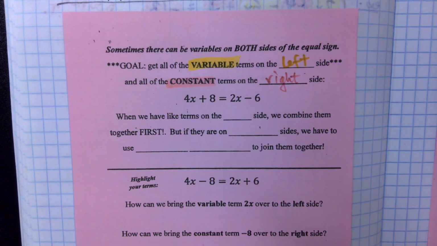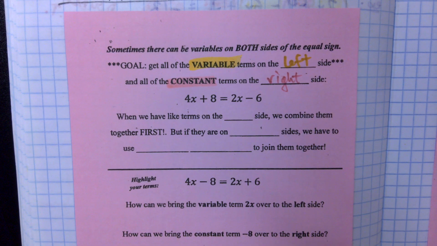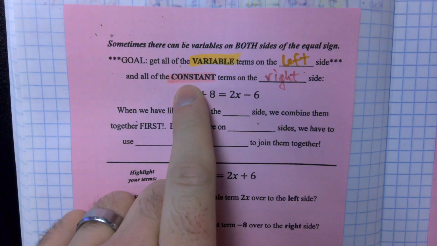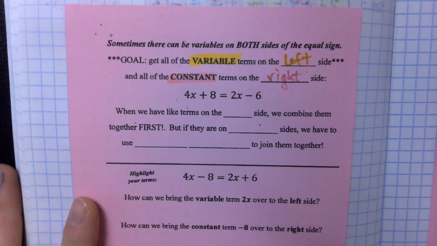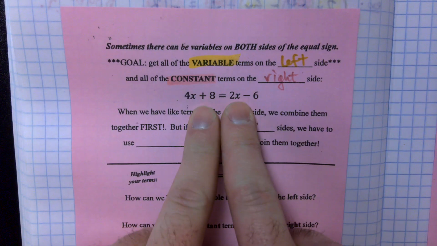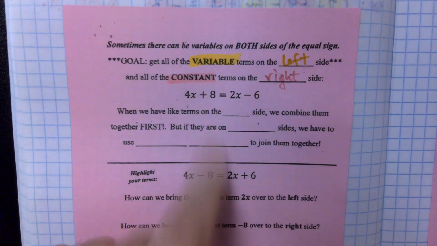This kind of goes without saying. We're used to seeing our answer as x equals 2, b equals 4, y equals 6, letter equals number. So we want to bring all of our variables to the left, all of our numbers or constants to the right. Okay? So we're going to see something like this. 4x plus 8 equals 2x minus 6.